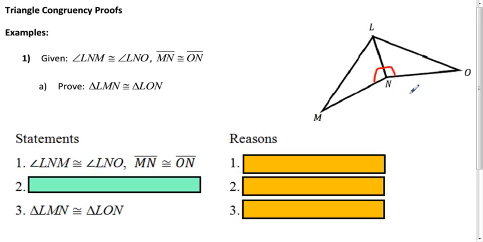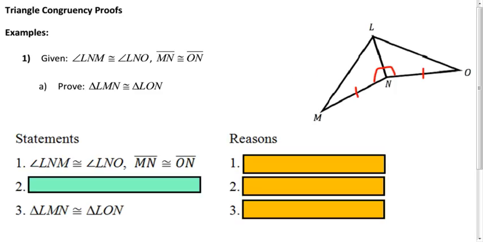Okay, so when we think to the different congruence criteria we want to pick one that has to do with an angle, because we have congruent angles here. And what else do we have? We have segment MN is congruent to segment ON. Okay, so we have a side and an angle. And so we're missing a third piece here. And think about what that third piece should be to show that the triangles are congruent.